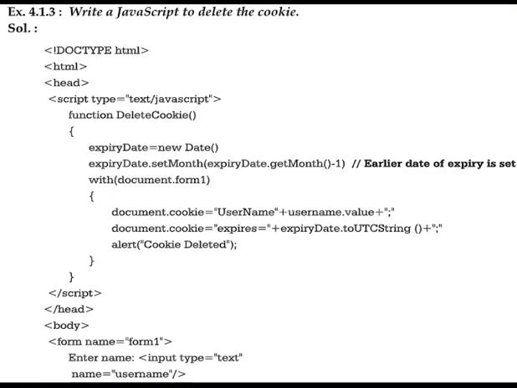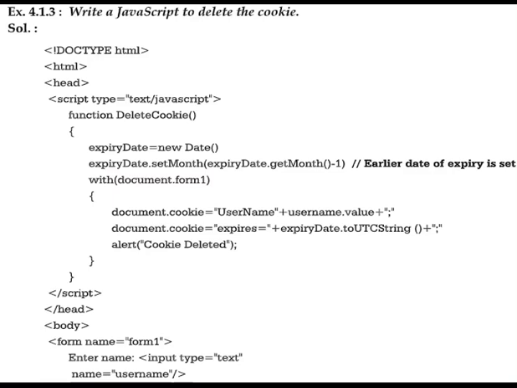Now we'll set the expiry date for the cookie. So document dot cookie is equal to expires. Expires is just a caption we have given. Expires is equal to the expiryDate variable dot toUTCString plus semicolon. So this will basically delete the cookie. So alert cookie deleted. Okay, and you'll get an alert.